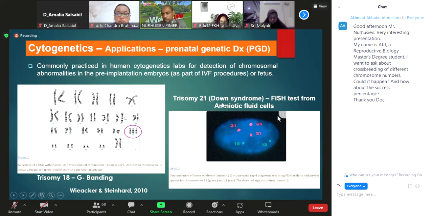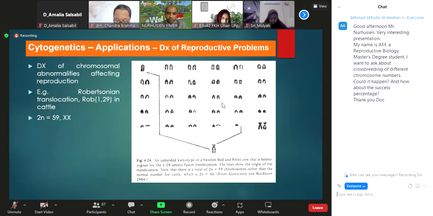And this is a FISH test showing the trisomy of chromosome number 21, the common congenital abnormality in humans, which is Down syndrome. So you can use chromosome-specific probes for chromosome number 21. And then you can use this FISH technique on amniotic fluid samples to detect whether this growing baby is having this problem or not, the trisomy.